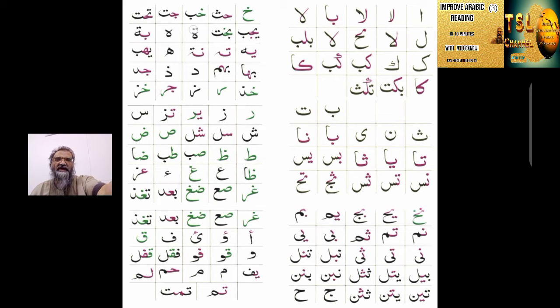ta. It is called ta marbuta. And when we remove the 2 dots, it will be called ha, simple ha like in Hindi and English. Ha, ba ta, ya ha, ta ha alif, noon ta, ha, ya ha ba.